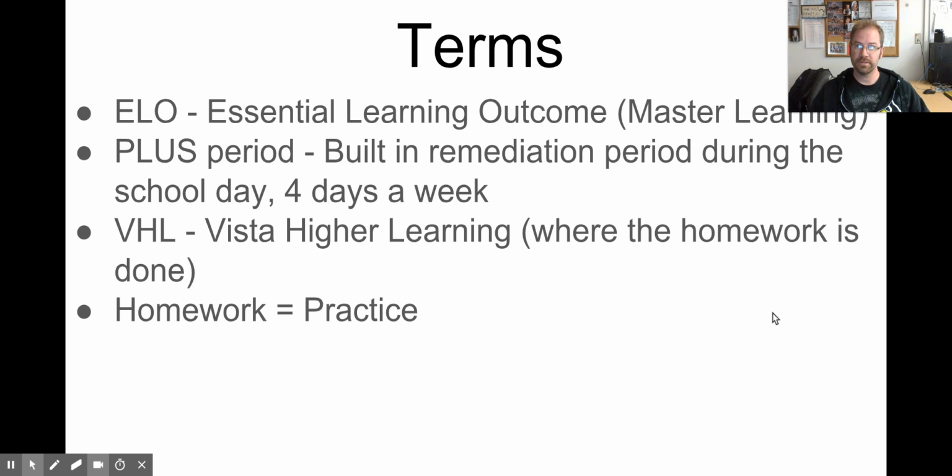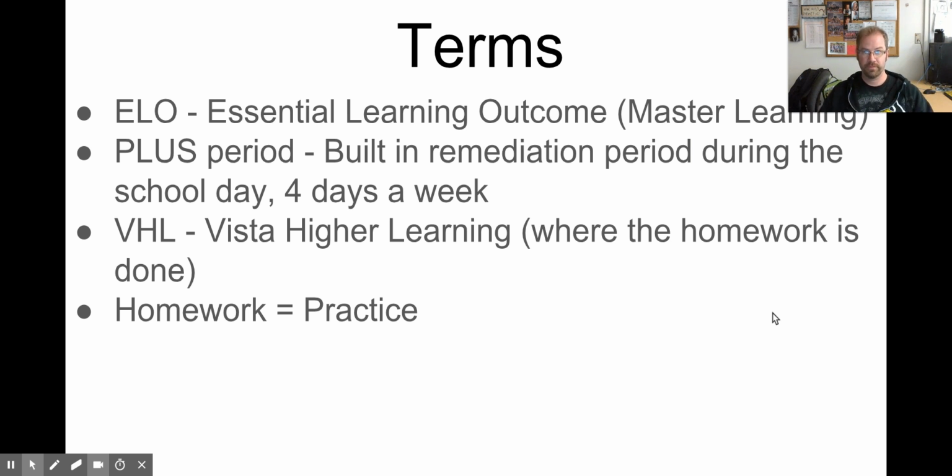Plus period is this fantastic opportunity for students where 4 times a week they can get extra help or remediation from one of their teachers. So my first period class will have a plus period 1 day a week where they can get help from me or retake these ELOs, or if they're all cut out, they could go and see another teacher. So this is a huge opportunity for my students. A lot of them take advantage of it. Some of them don't, which is unfortunate.